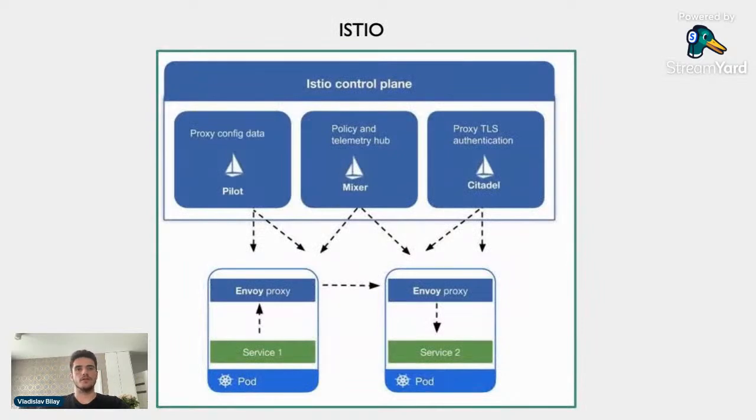Istio. Istio is a service mesh that provides advanced networking, load balancing, and security features for microservices in Kubernetes environments. It ensures seamless communication between services and helps with traffic management, security, and observability.